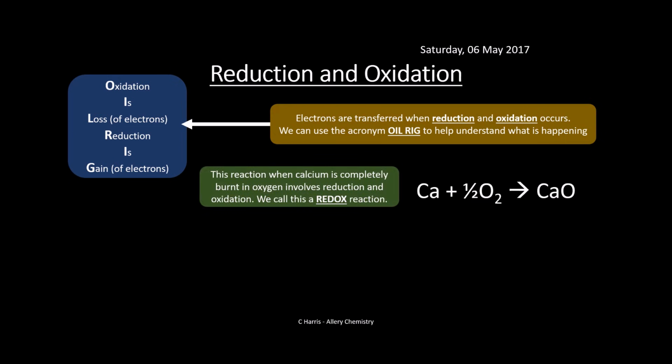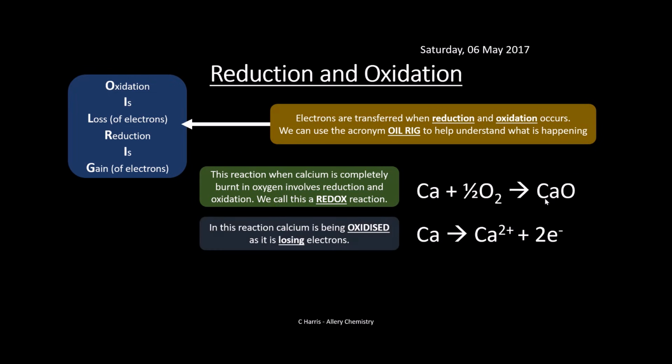If we have a look at this reaction, when calcium is completely burnt in oxygen, it involves the reduction and oxidation of the elements involved, and we call this one a redox reaction. Let's find out why. Look at calcium. Calcium is being oxidized because it's losing electrons. Calcium is going to Ca2+, because this is calcium combined with oxygen. If it's going to form Ca2+, it must be giving up 2 electrons because we're forming a 2+ charge. Also, when you're writing your equation, make sure it's balanced. Look, it's neutral on this side, and it's also neutral on that side. See, 2+ and 2 negatives.